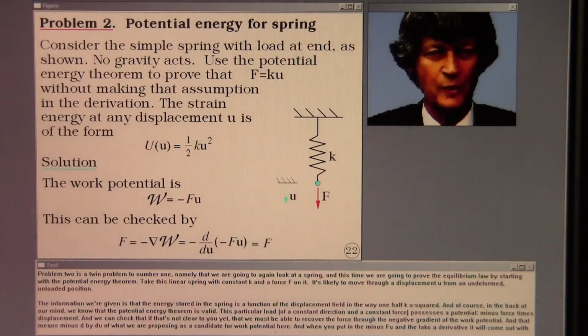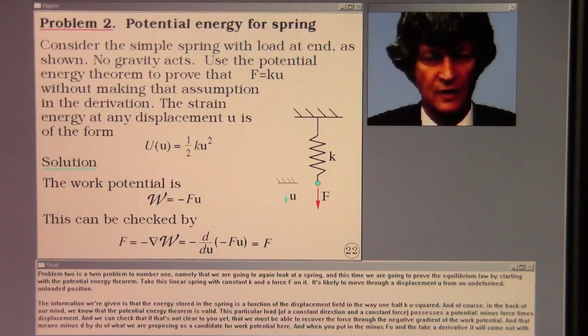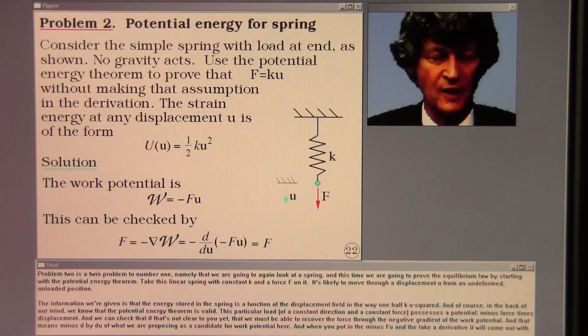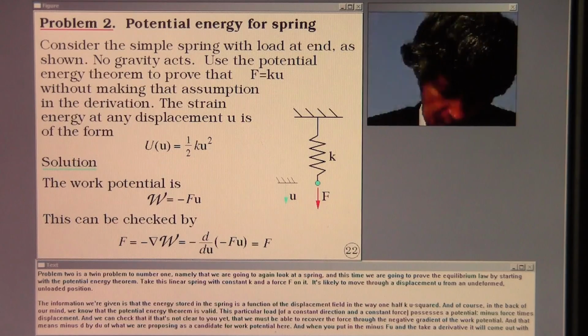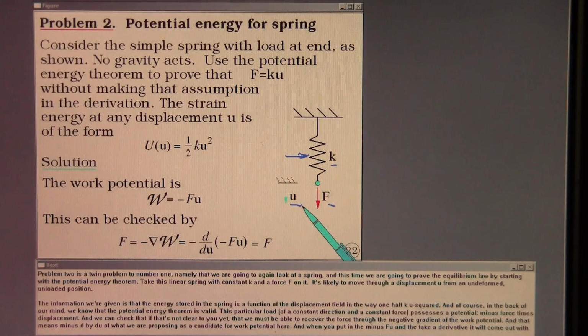Problem 2 is a twin problem to number 1, namely that we're going to again look at a spring, and this time we're going to prove the equilibrium law by starting with the potential energy theorem. Take this linear spring with constant K and a force F on it. It's likely to move through a displacement U from an undeformed, unloaded position.